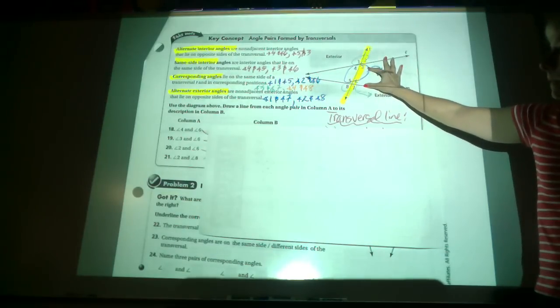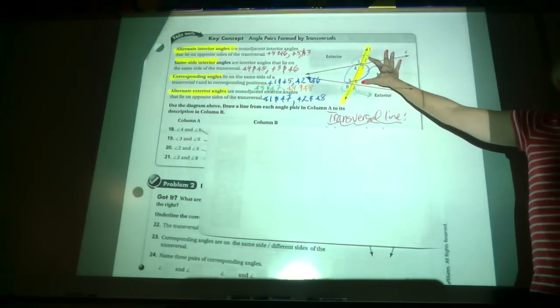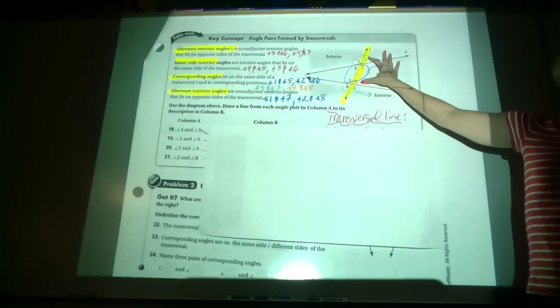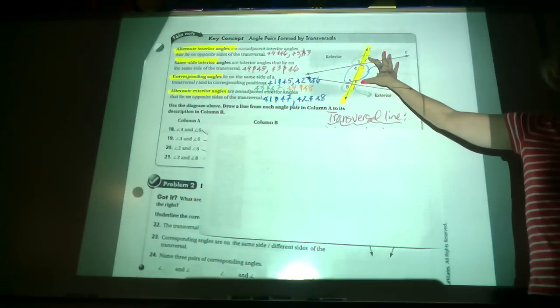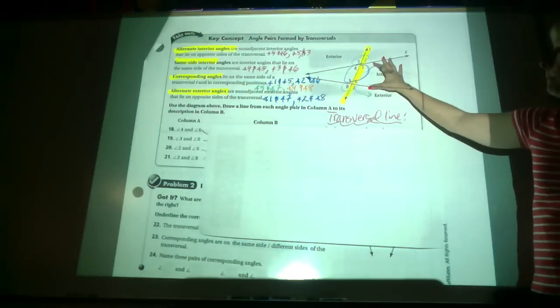Same side. And then 2 and 6, both inside, both outside, or one of each. The minute you have one of each, your only choice is what? Corresponding. Those are the only angles where you always have an exterior match with an interior, because they will always be corresponding. Well, not always, but it's a possibility.